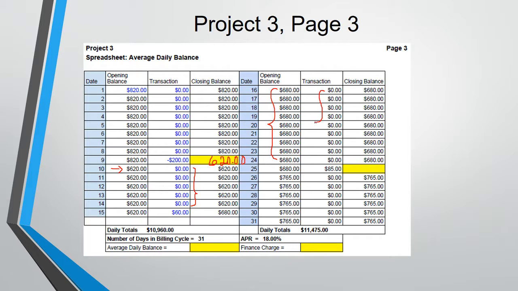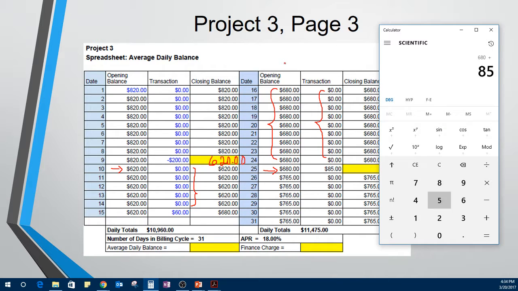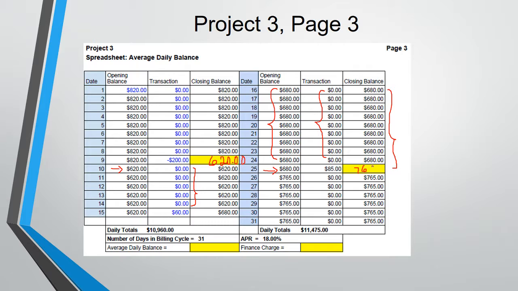Same thing, 0 transaction. That means the closing balance stays the same. Opening, same here. Now, there's another $85. So what we're going to do is add 85 again, giving us $765. So we're going to write $765 in here. Alright, so that's how you do those two. And just so you notice, it's 765 with no transaction, so nothing's being done. That means the closing balance should be the same. Alright, now we have that.